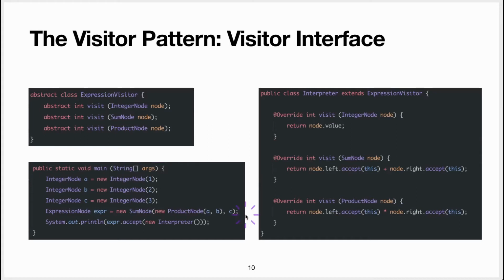So we build here an AST for 1 times 2 plus 3. And then we can accept the interpreter for this expression, for this node, and you can try it out. I will put a link in the description, and see that indeed this does evaluate to 5.